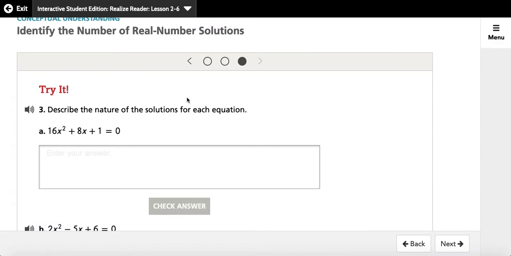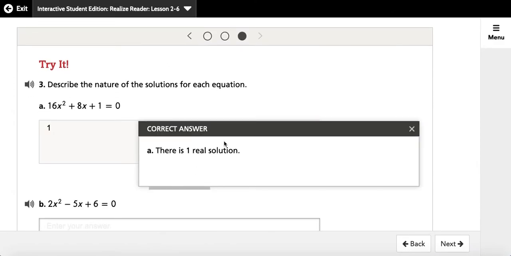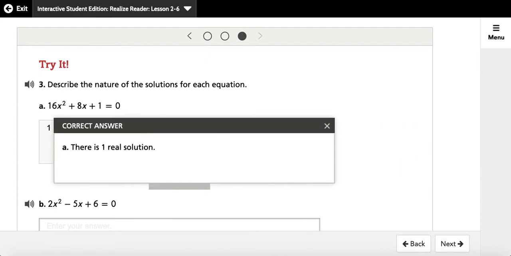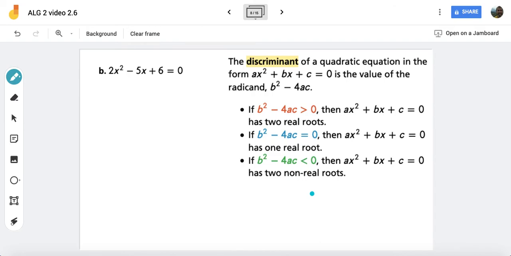Let's see if I was right. I should write it out longhand, but there's one real solution. Yep. All right. Give this one a shot. Click pause and come on back.